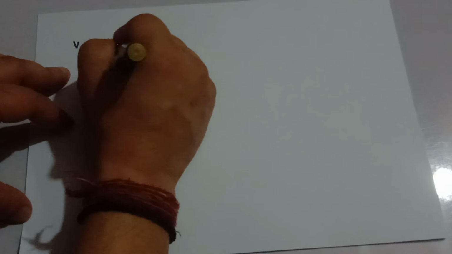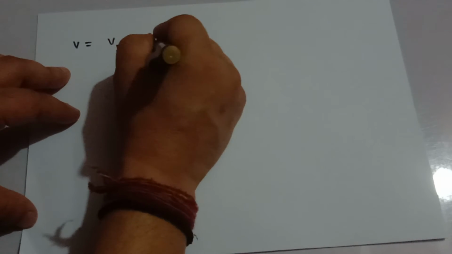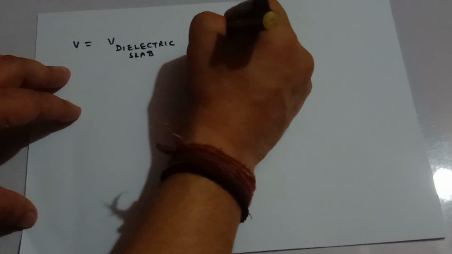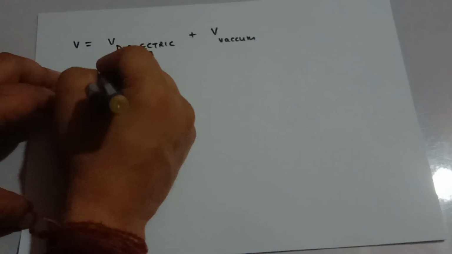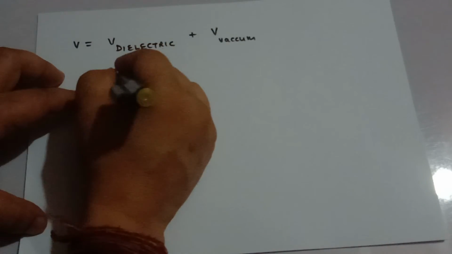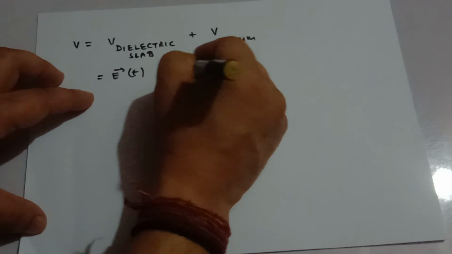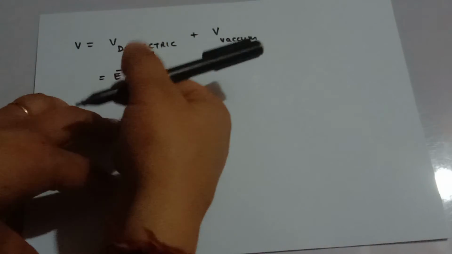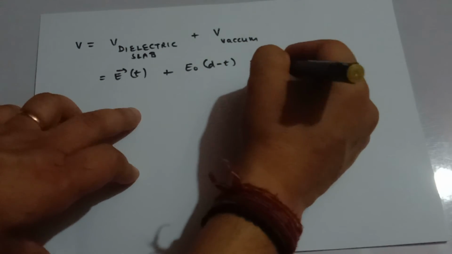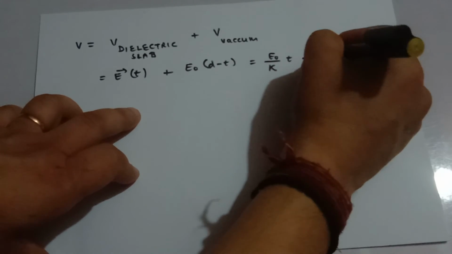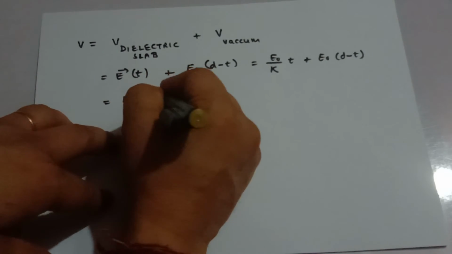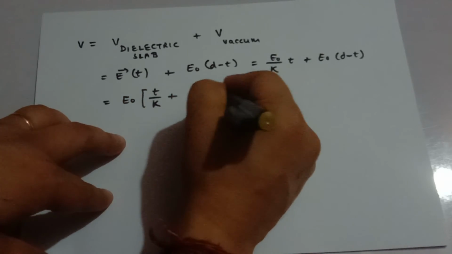In this case, our task is to find the potential. The total potential we know is the potential due to the dielectric slab plus the potential due to the vacuum: the electric field in the dielectric slab times its thickness, plus the electric field in vacuum times its thickness, which is D minus T. So that can be written as E naught divided by K times T plus E naught times (D minus T), or simply E naught times (T by K plus D minus T).